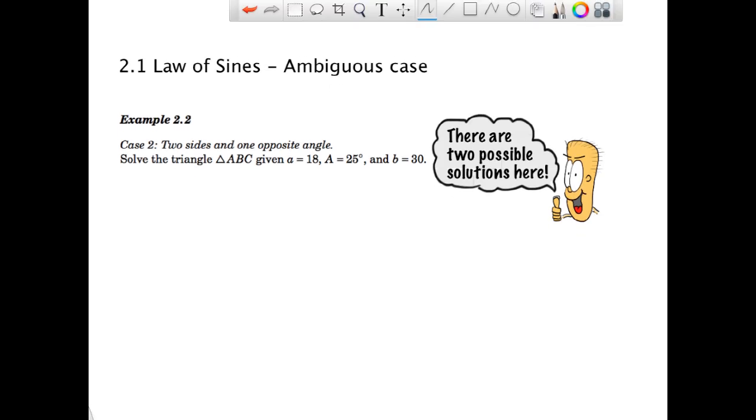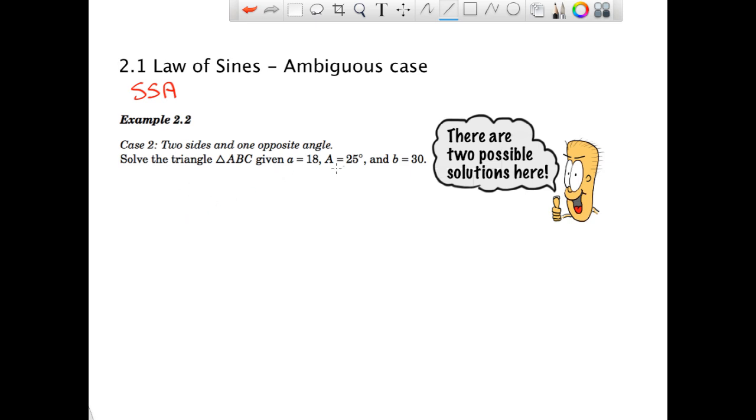Okay, 2.1, Law of Sines, the ambiguous case. So there were two cases that deal with the law of sines, and this is the second one. That's when we have two sides and then an angle opposite one of those sides. So that means that if I have A and angle A, these are opposite, and then B would be the next side. So this fits the criteria for that. So let's draw this triangle and see where we are.